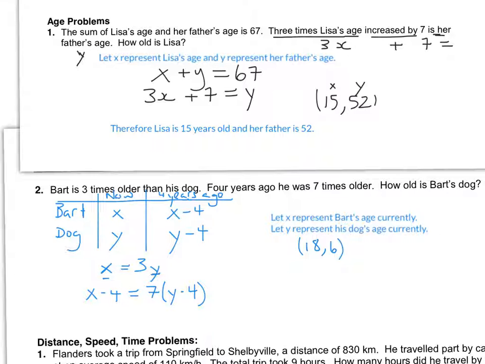That would have meant 4 years ago, if I do 18 take away 4, I'm just switching colors here, that would calculate out to be 14. And then 6 take away 4 would have been 2. So if we check that, Bart is 3 times 6, which is the 18, and then 14 would equal 7 times the 2. So that does make sense for the question as a way to check. And then we write our therefore statements.